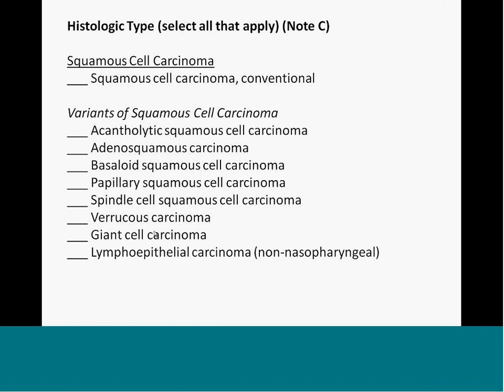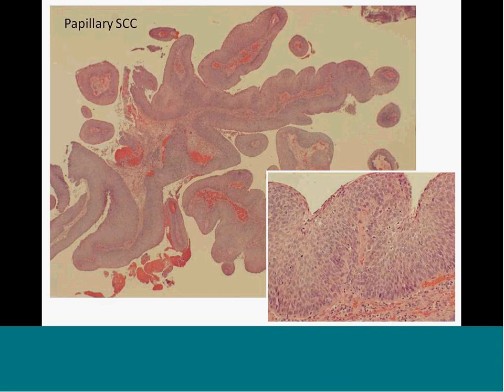Next comes histologic type. In oral squamous cell carcinoma, you have conventional squamous cell carcinoma, as well as the various variants of squamous cell carcinoma. I'm not going to go through them all, just mention a few of them. Papillary squamous cell carcinoma, not that common in the oral cavity, but you do see them sometimes. You can also see them in the pharynx, sometimes overlying non-keratinizing invasive squamous cell carcinoma of the pharynx.